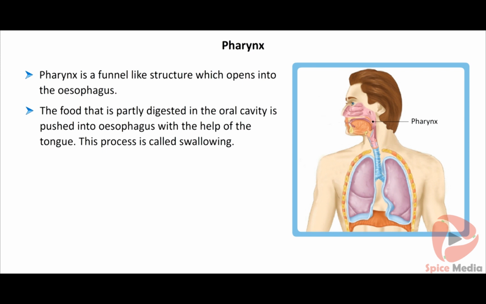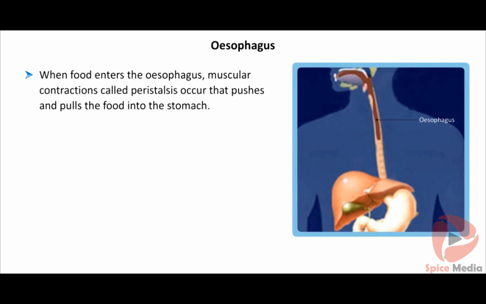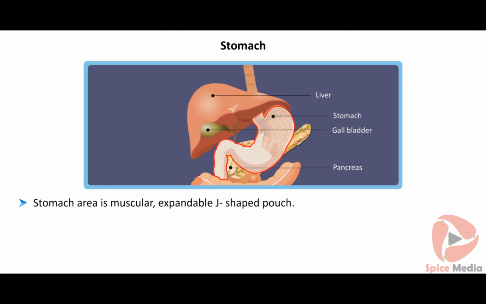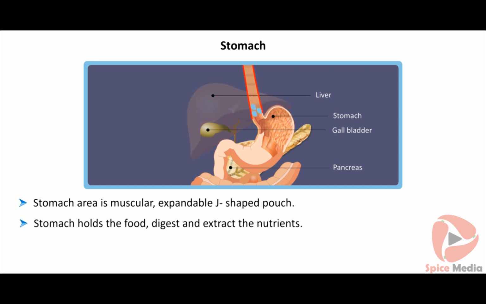The pharynx is a funnel-like structure which opens into the esophagus. The food that is partly digested in the oral cavity is pushed into the esophagus with the help of the tongue. This process is called swallowing. When food enters the esophagus, muscular contractions called peristalsis occur that push and pull the food into the stomach. Mucus secretions in the esophagus keep the lump of food or bolus sliding along.